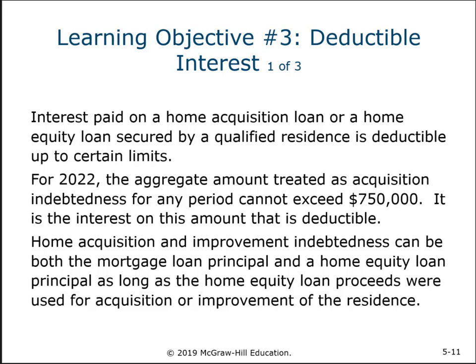Okay, it has to be to buy or improve your home. It can't be to take a vacation. It can't be to buy stocks. It can't be other things, okay, like that. It has to be for your home to be deductible. Otherwise, it is not part of this interest that is deductible.